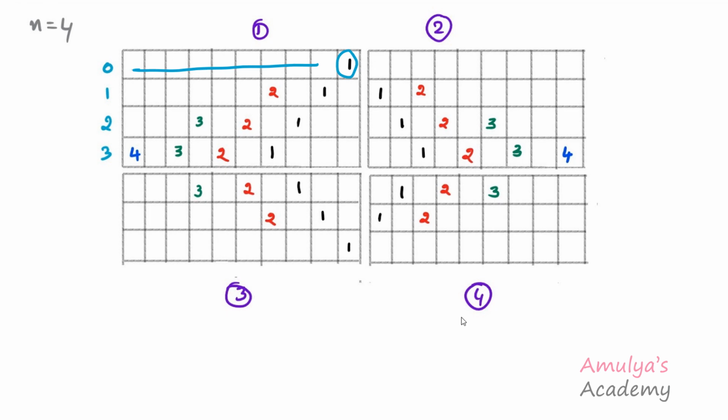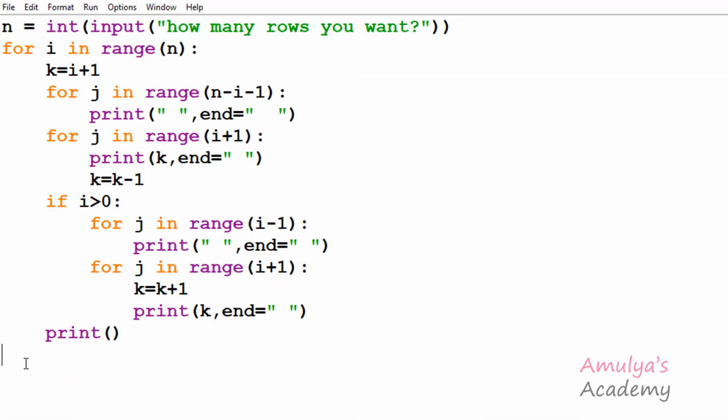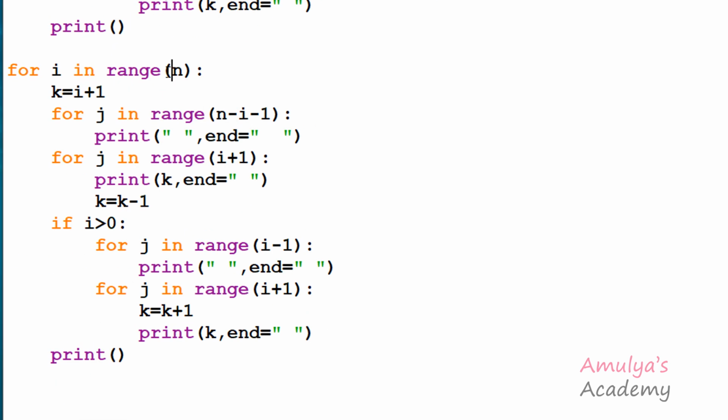Next we want to print part 3 and part 4, that is the lower part of the pattern. In the lower part we want 3 rows, right? So when n equals 4 we want 3 rows. That's why we'll copy this and paste it. Here I'll take range from 1 to n, because we want only 3 rows. Or you can take from 0 to n minus 1 also, it's your wish. We'll talk about this k value later.